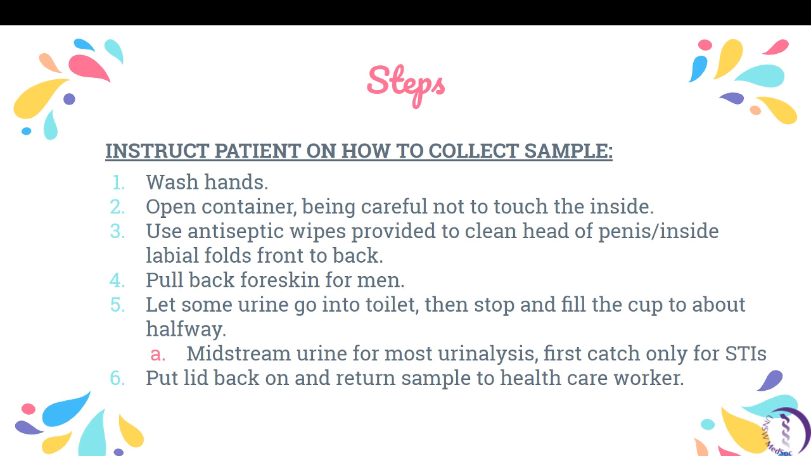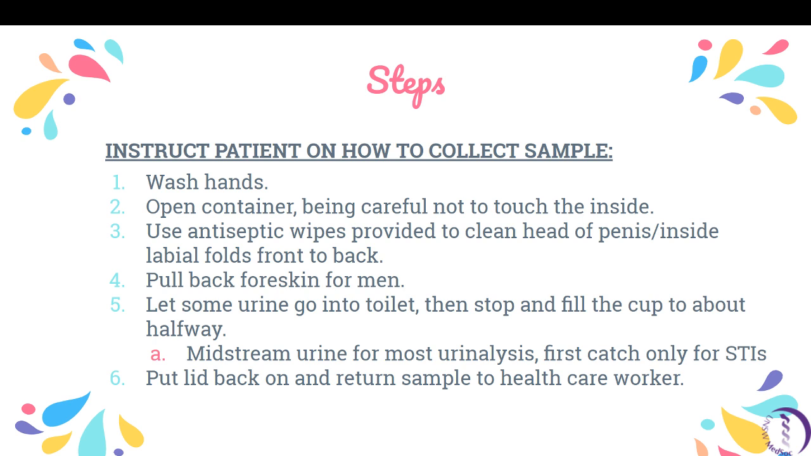When you want to check the properties of the urine, you'd only use the first catch if it's for an STI. This could be a Viva question that might be asked. The reason you don't take the first catch otherwise is that it would be more related to the genitalia, when you want to check the urine itself.